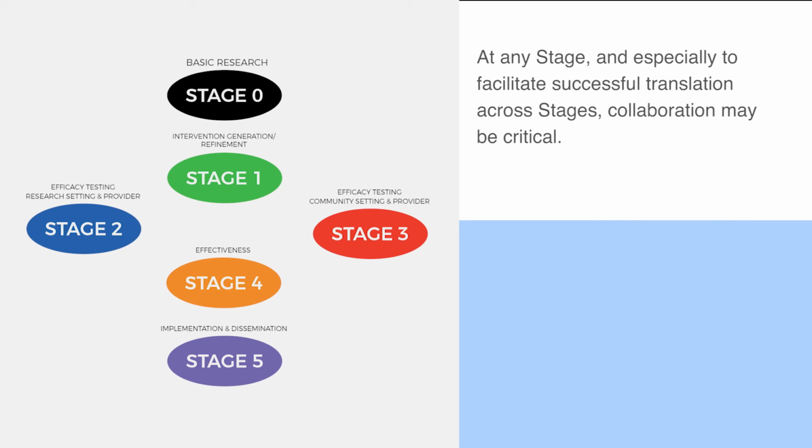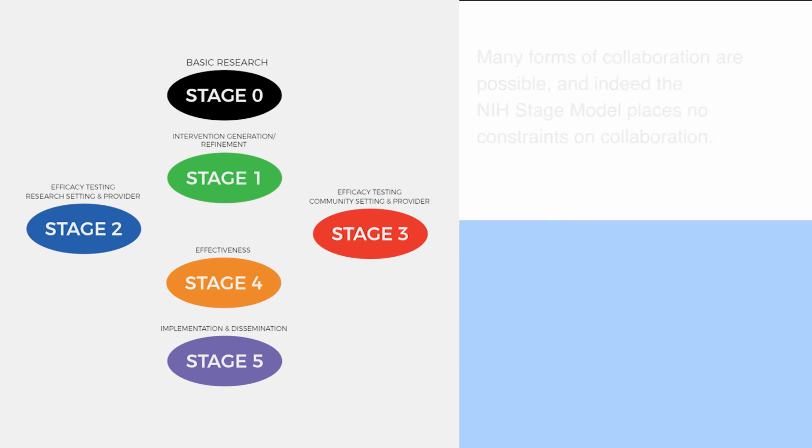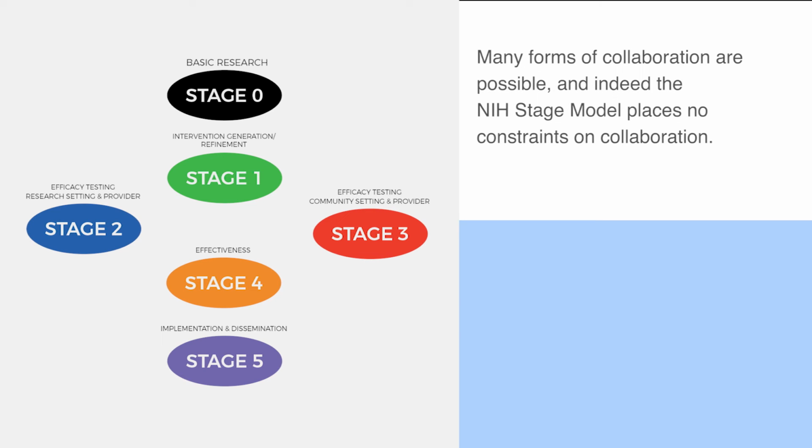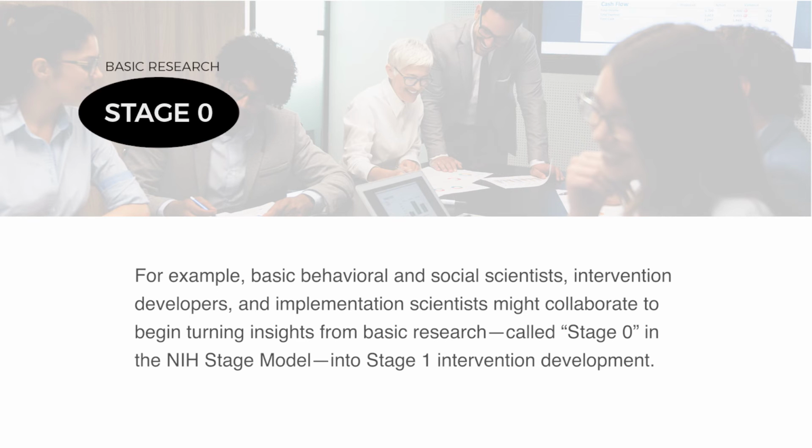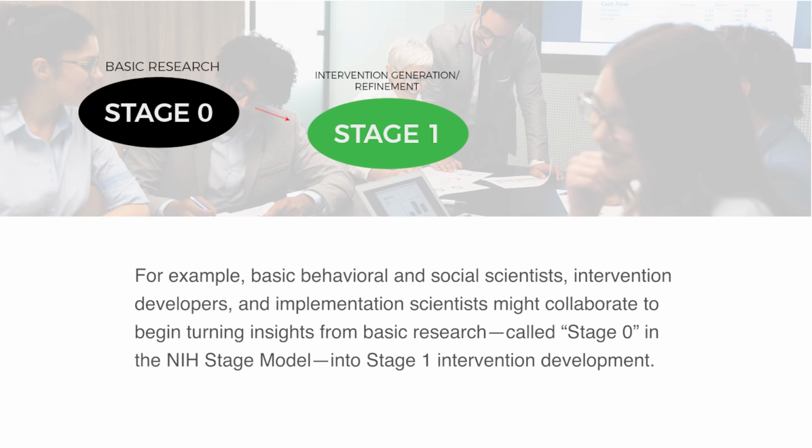At any stage, and especially to facilitate successful translation across stages, collaboration may be critical. Many forms of collaboration are possible, and indeed the NIH Stage Model places no constraints on collaboration. For example, basic behavioral and social scientists, intervention developers, and implementation scientists might collaborate to begin turning insights from basic research, called Stage 0 in the NIH Stage Model, into Stage 1 intervention development.